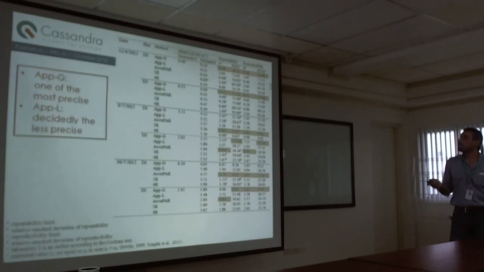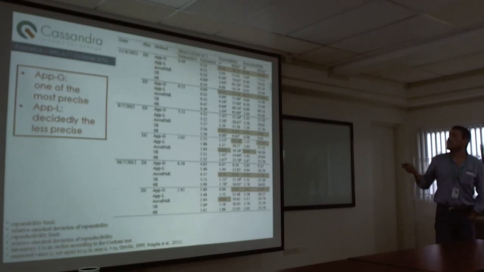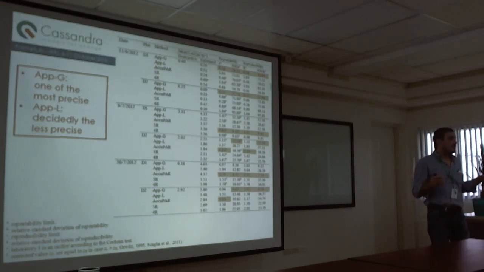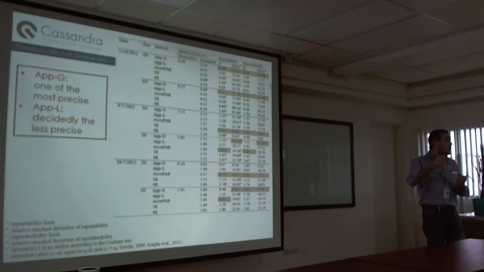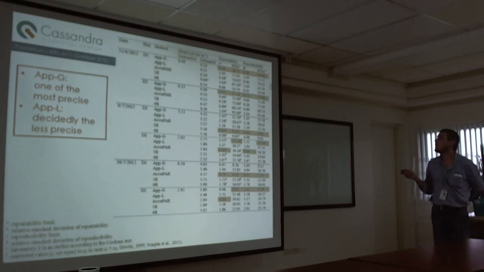Whereas for repeatability, for each date, for each sowing density, we calculated for each of the methods we used. So app G means the version of the app based on the segmentation of images. App L means the version of the app based on luminance. And 5R and 4R means that the LAI-2000 was used both in 4 rings configuration and in 5 rings configuration. Okay? And for each of these conditions, you have the limits of repeatability and reproducibility and the relative standard deviation of these two values.